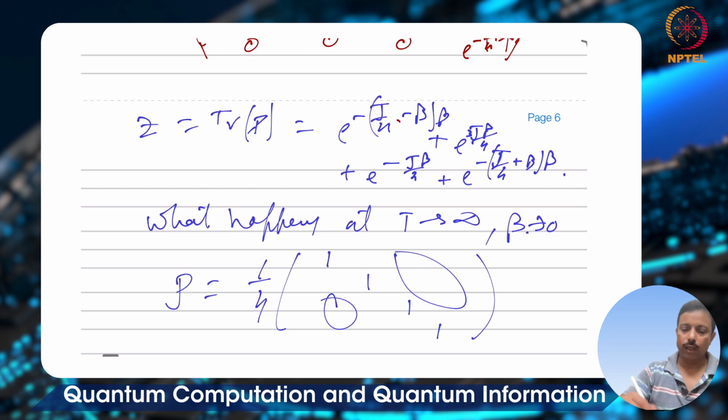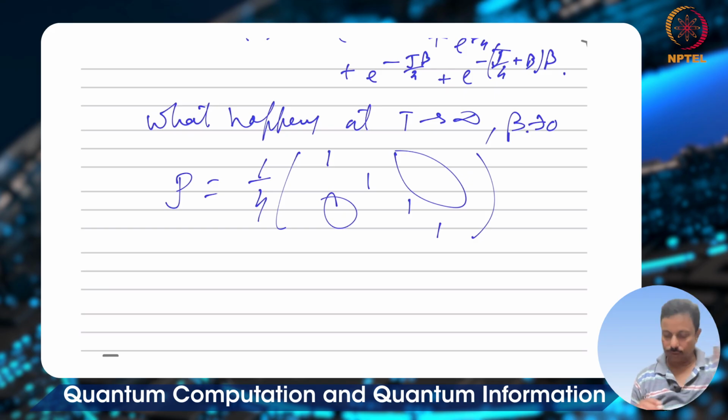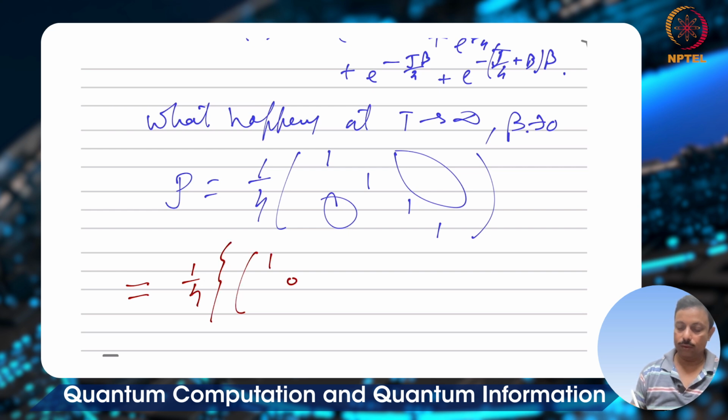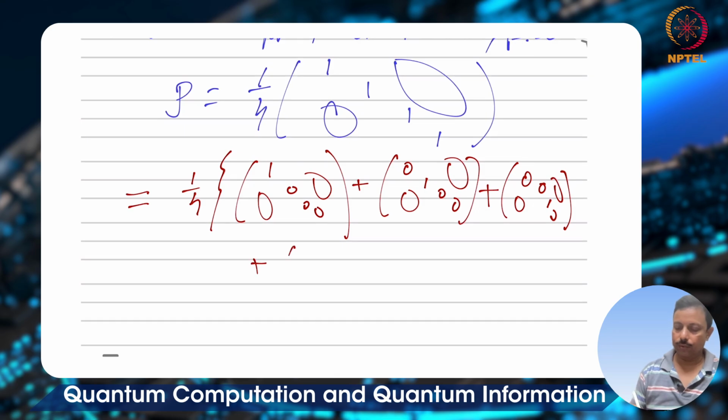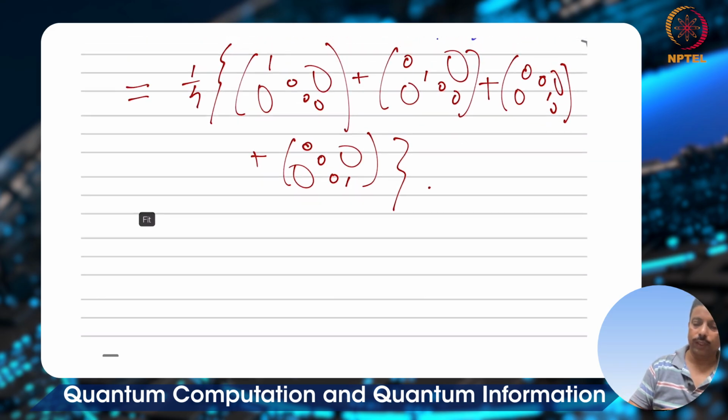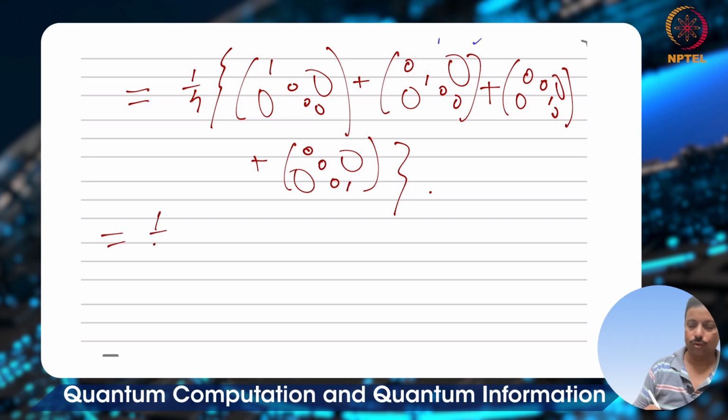Okay. So now what is the entanglement in the system for such a case? Such a matrix can be written as 1 by 4 times 1 0 0 0, all other terms 0, plus 0 1 0 0, all other terms 0, plus 0 0 1 0, all other terms 0, plus 0 0 0 1, all other terms 0. Okay, so this can be further broken.